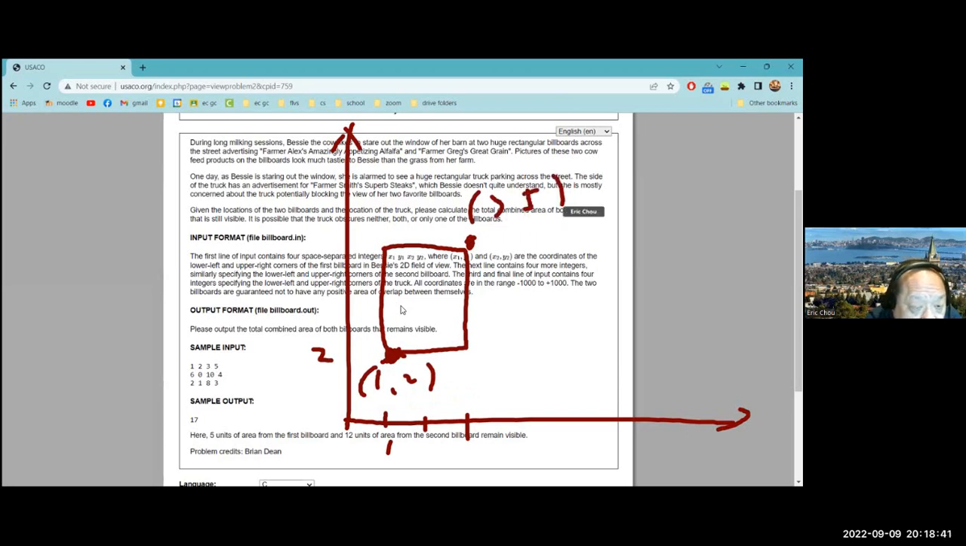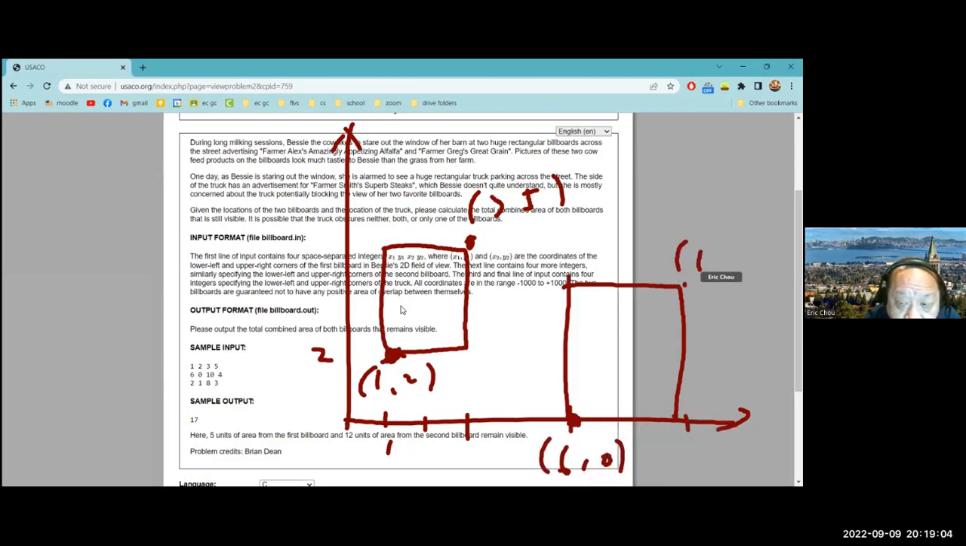That's the first ball. Second one, you have 6, 0, so it's roughly over here, and 10 and 4, which is roughly here. So this one is 6, 0, 10 and 4, right? Third one is 2, 1, so let's pick 2, 1. It's over here. And then A3 is over here. So basically, it's like this.